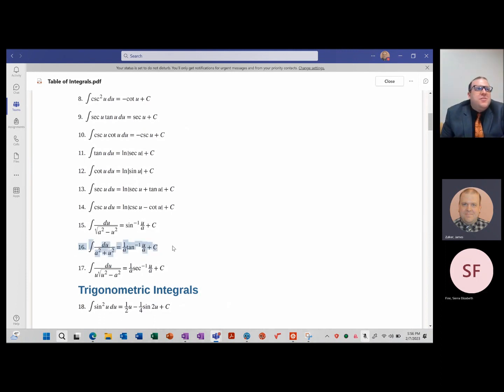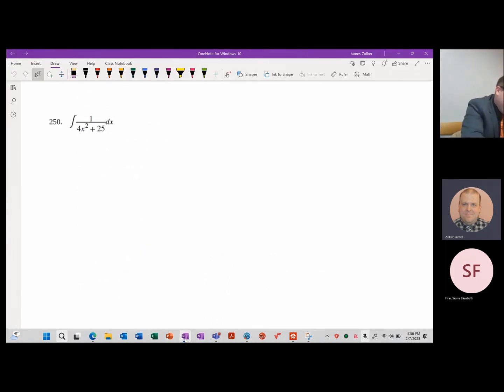This is a basic integral. This is a calc 1 integral. This is an inverse tangent. We're just going to have to make it fit that way. Remember, you want it to be u squared plus a squared. So what should U be?